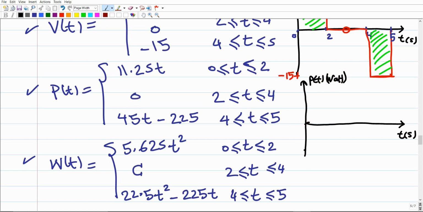And we have three time periods, which are from 0 to 2, 2 to 4, and 4 to 5. For the first one, it's just a linear function.